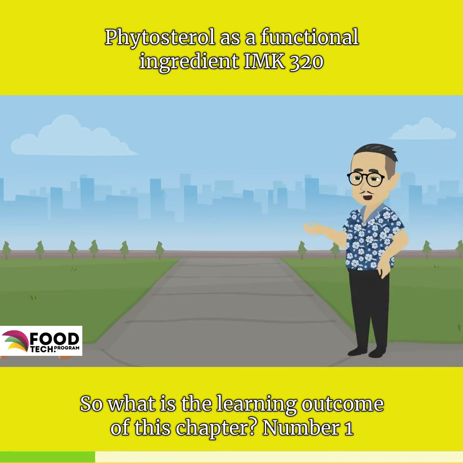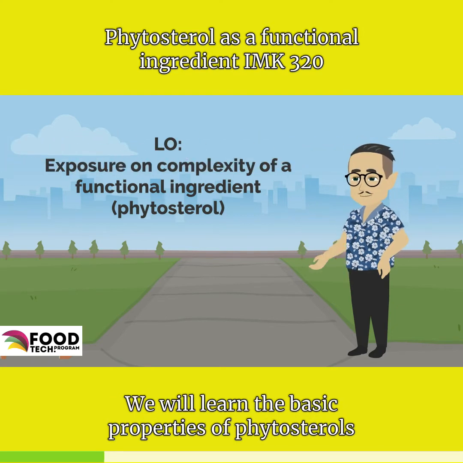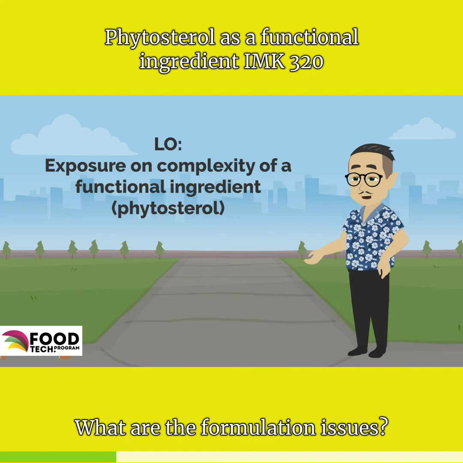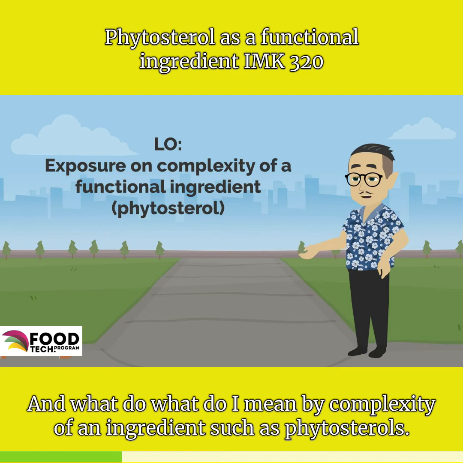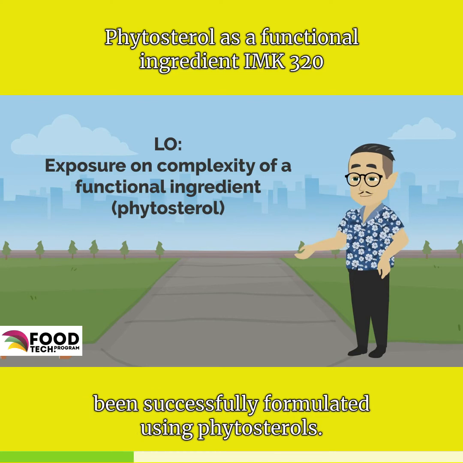So, what are the learning outcomes of this chapter? Number one, we should learn the basic properties of phytosterol. Number two, we have to learn the efficacy and safety of phytosterol. Number three, what are the challenges during formulations? What are the formulation issues? And what do I mean by the complexity of an ingredient such as phytosterols? And finally, we're going to see examples of products that have been successfully formulated using phytosterols.